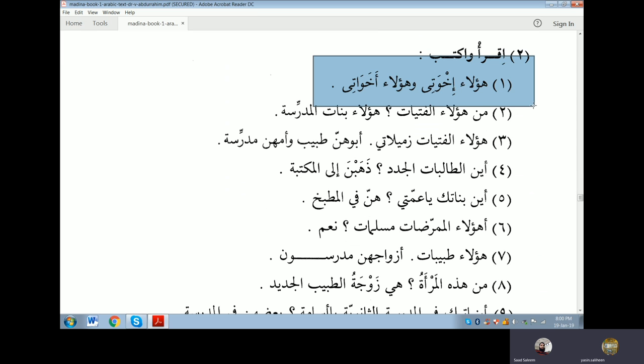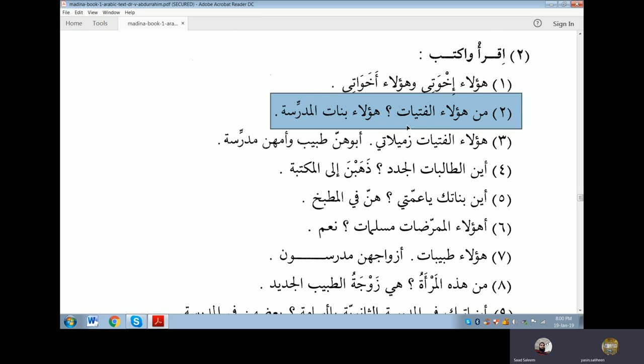Hawla'i ikhwati wa hawla'i akhwati. These are my brothers and these are my sisters. Good. Man hawla'i al-fatayat? من هؤلاء الفتيات؟ And that's: who are these young girls? Good.